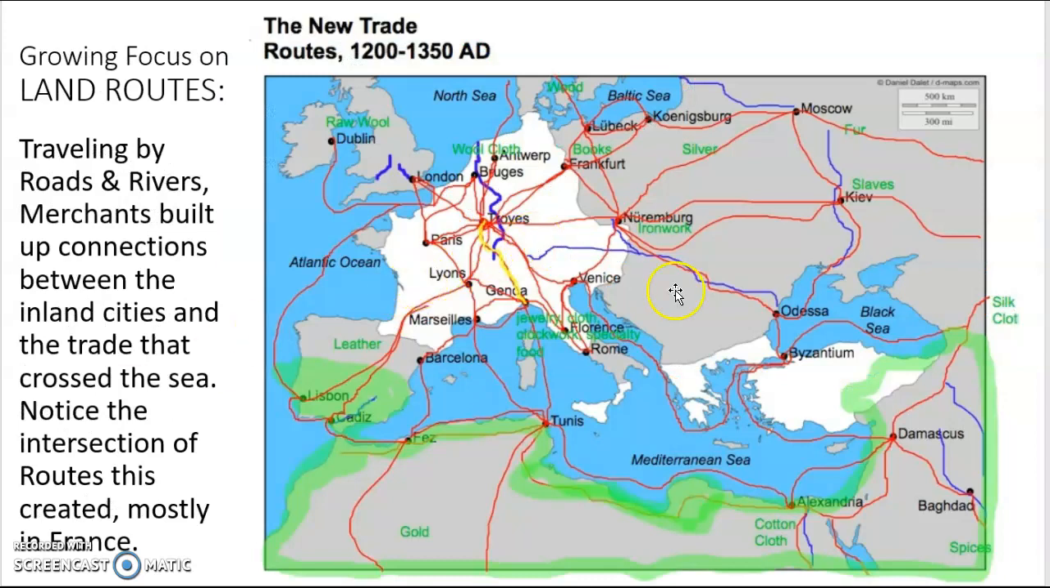So what we end up seeing on this map is a focus on those land routes. And notice the natural intersecting path. They end up centering right here, sort of in northern France, just south of the area of Flanders here. Bringing that sea trade inland. And it's an important development at this time period.